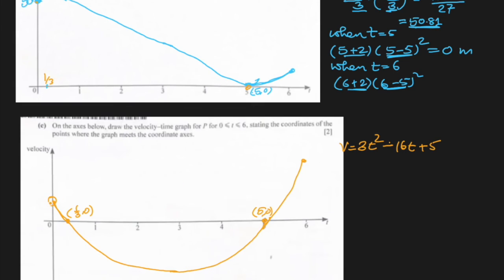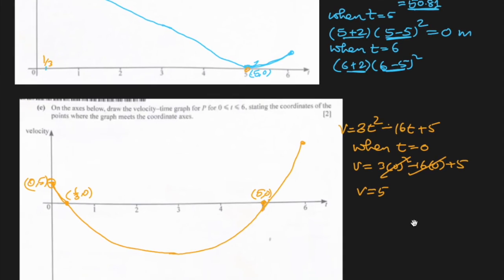And we want to know the coordinate at 0. So when t is equal to 0, v is 3 times 0 squared minus 16 times 0 plus 5, which means v is 5 meters per second at this point, and we will write here 0, 5. So we have written the coordinates where it is meeting the axis.